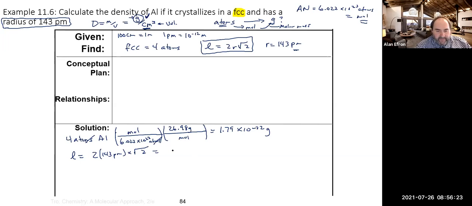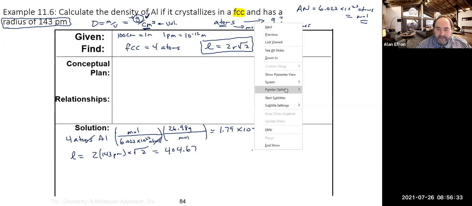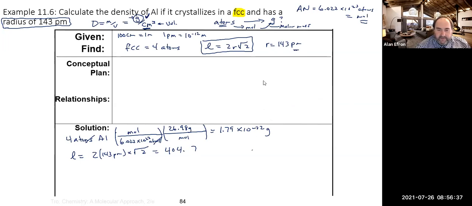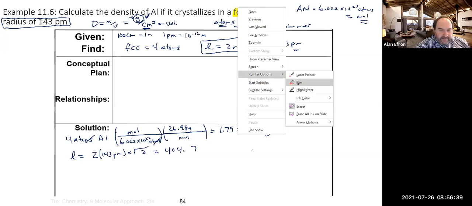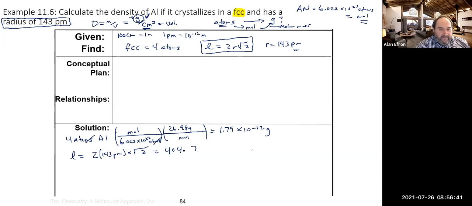So we get 404.67, 404.47. I keep putting the extra 6 there. Try that again. One more time here with feeling. 404.47. There we go. These units again are picometers.